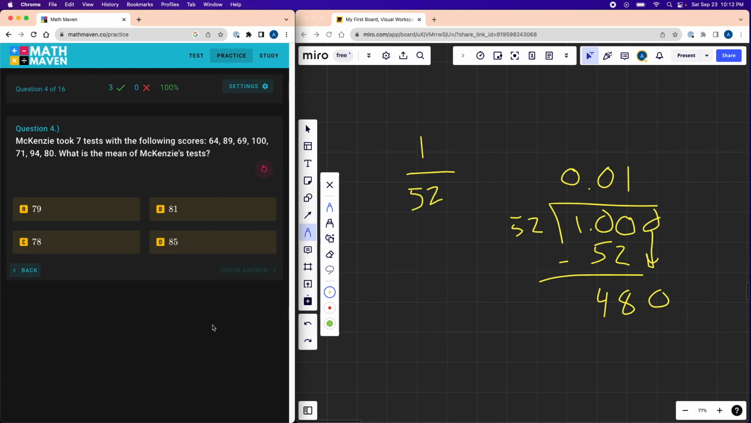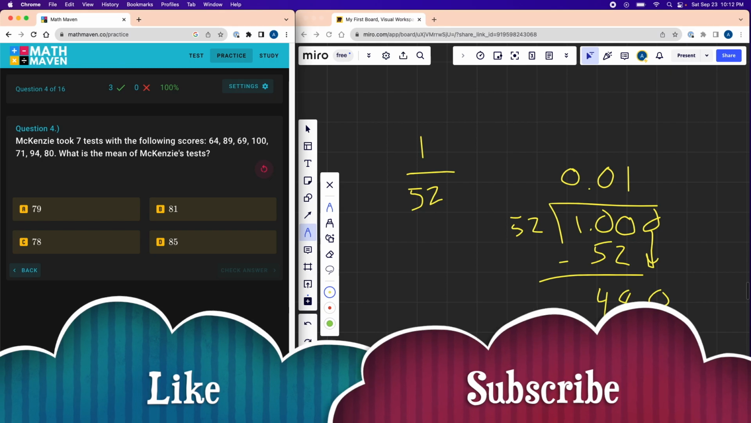Question number 4. Mackenzie took 7 tests with the following scores: 64, 89, 69, 100, 71, 94, and 80. What is the mean of Mackenzie's tests? Press pause and try this one out on your own.